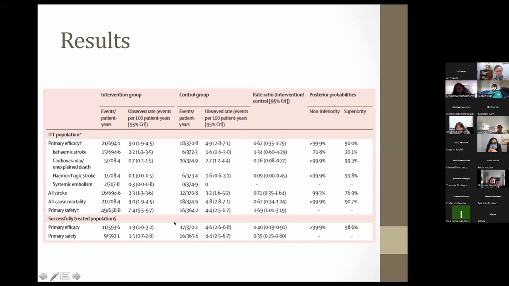So for the safety concern, you're not looking at non-inferiority. Does that make sense? Your point of reference would be 1 because you're looking at a relative risk. Okay.